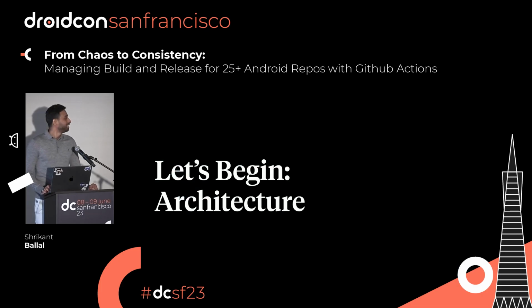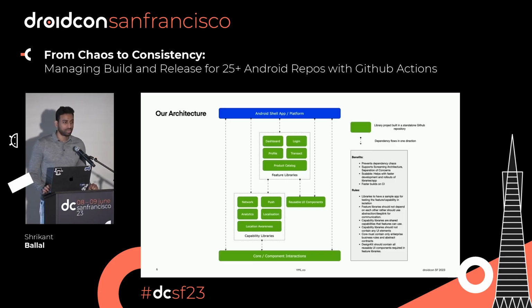So let's begin. Before we go through the challenges of CI/CD that we had before and the solution that we have, let me explain very quickly what kind of architecture we have right now. For one of our clients, we are building an Android shell app, you can say. It's a multi-variant, multi-flavor configuration-based application. So you pass India configuration, it becomes an India application. If you pass Canada configuration, it becomes Canada application.